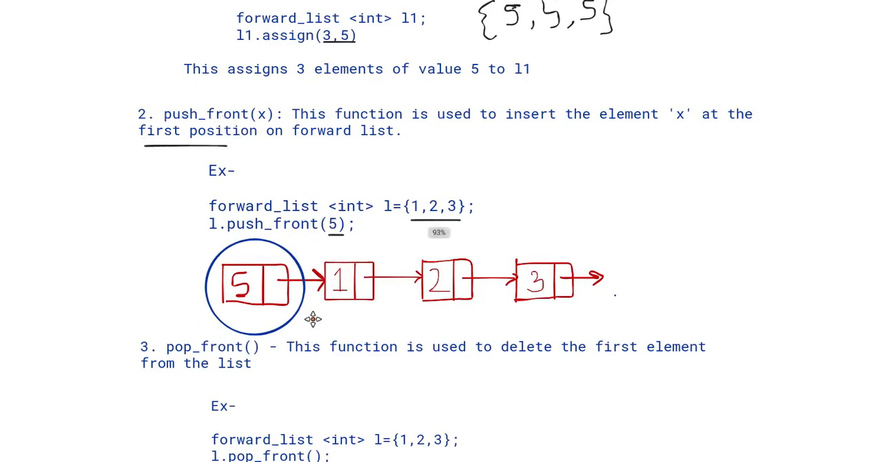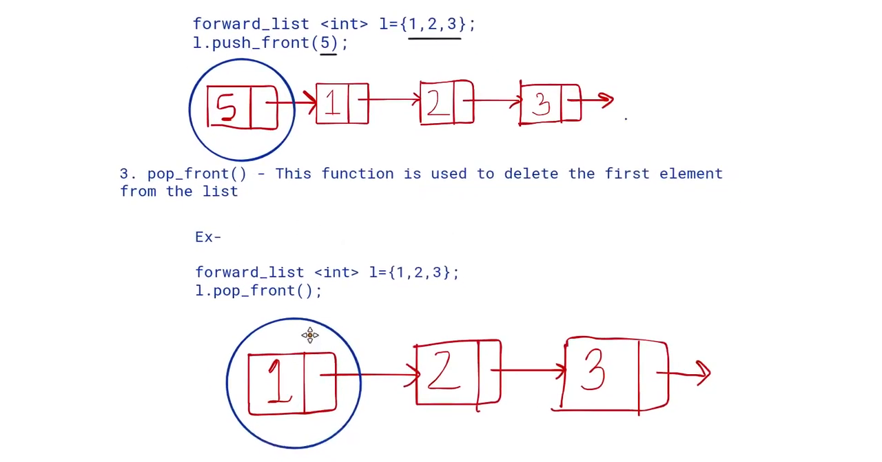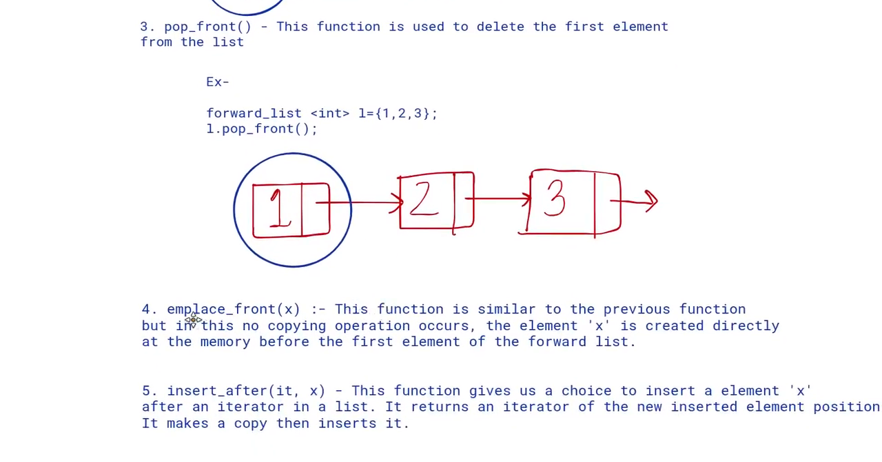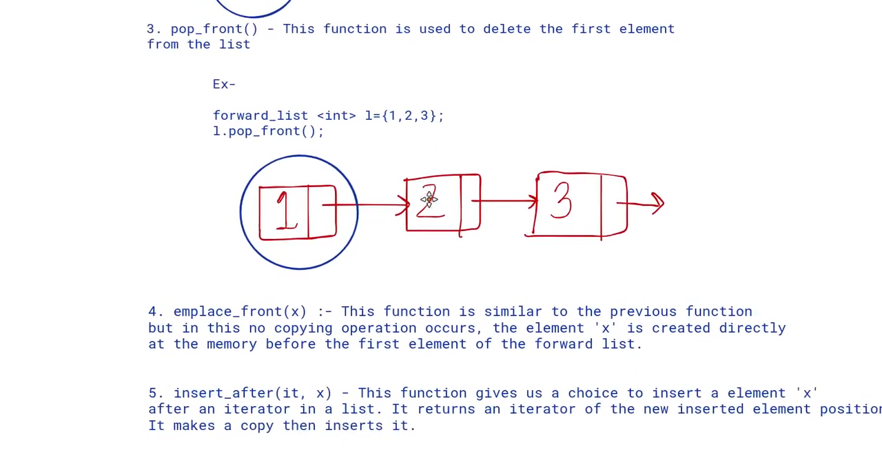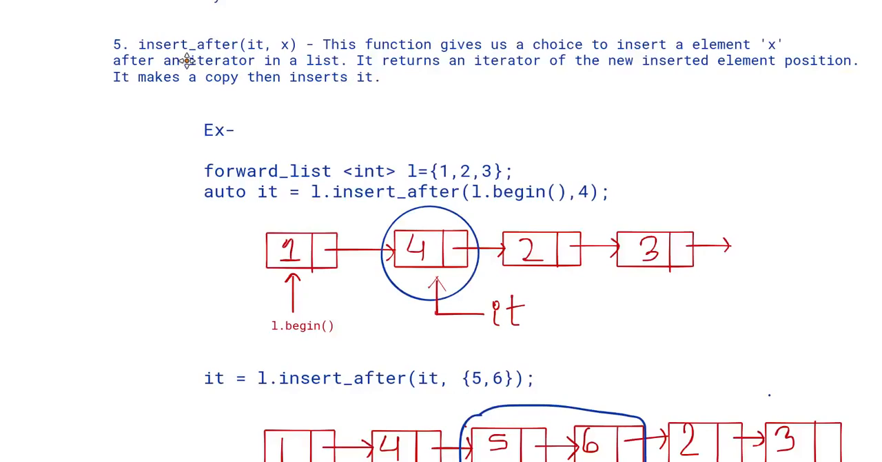Now similar to this, another operation is pop_front. What pop_front does is it just deletes the first element from the forward list, the front element. Okay, and then you have emplace_front. What emplace_front does is exactly similar to push_front, but there is one difference. emplace_front directly constructs that element in the list, but push_front copies that element to the list. Next we have insert_after.